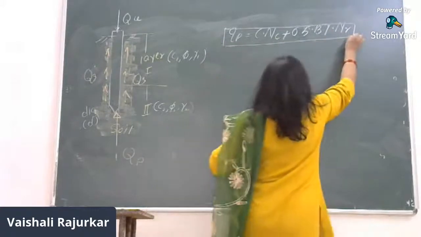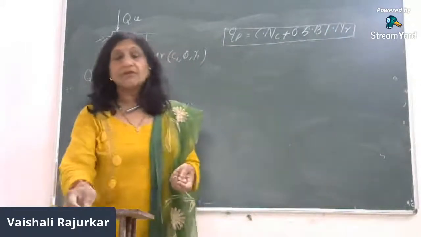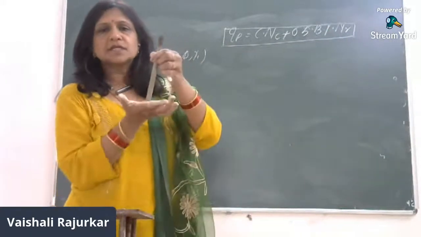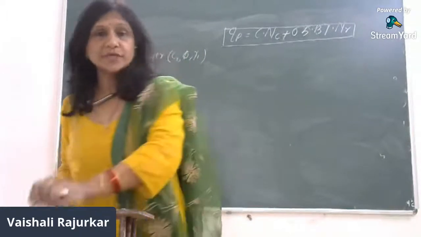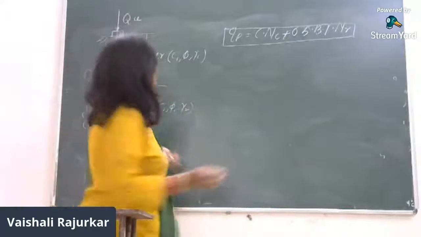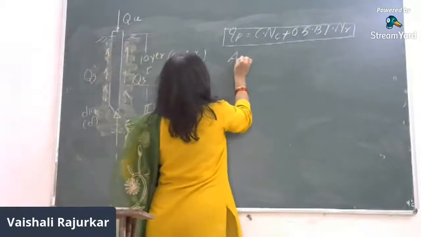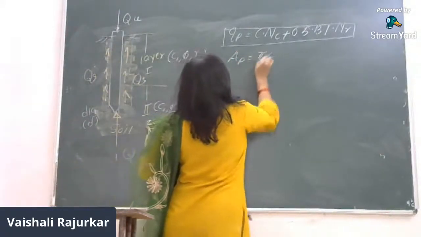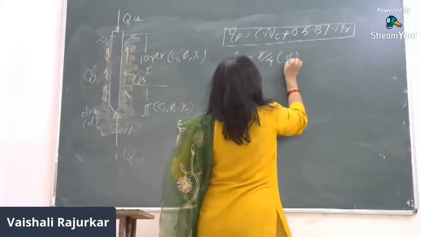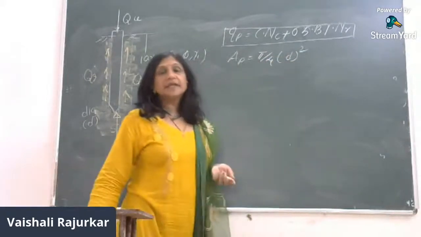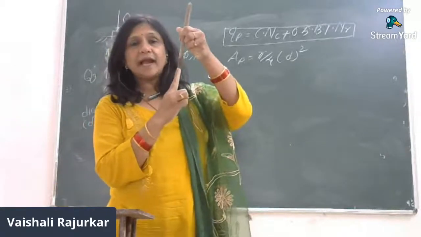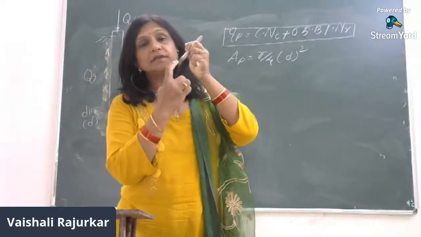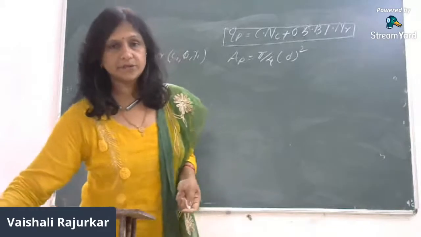Then this qp is acting at the bottom or at the tip of the pipe. So which area have we taken into consideration? Here Ap is equal to pi by 4 D square. What is D? D is the diameter of the pipe at the tip. Because it is acting at the bottom, this is the area we are taking into consideration, right?